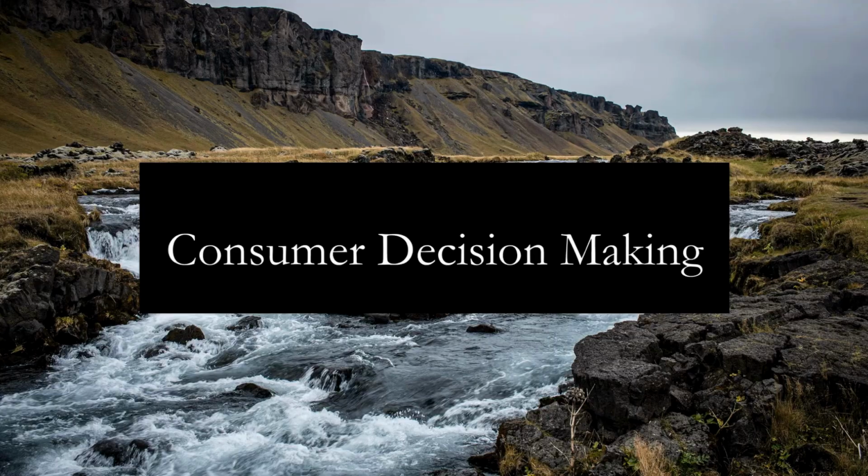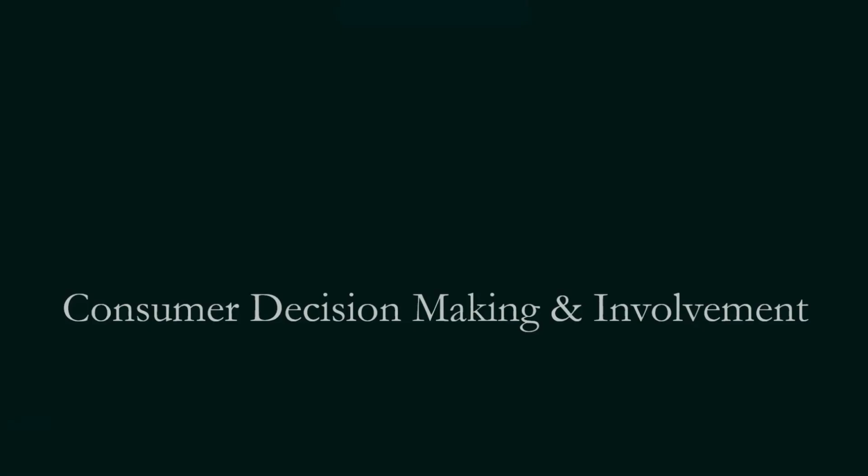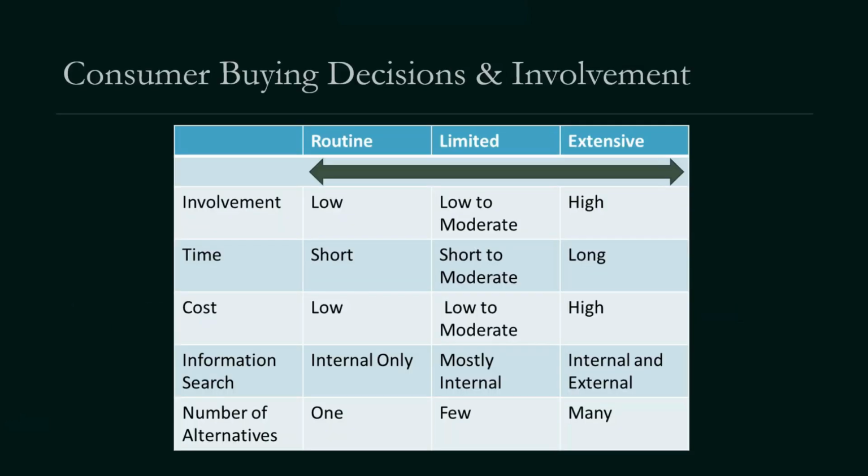In this video, we'll talk about consumer decision-making and involvement. All consumer buying decisions generally fall along a continuum of three broad categories: routine response behavior, limited decision-making, and extensive decision-making. Goods and services in these three categories can best be described in terms of 5 factors. These 5 factors are level of consumer involvement, length of time to make a decision, cost of the good or service, degree of information search, and number of alternatives considered.